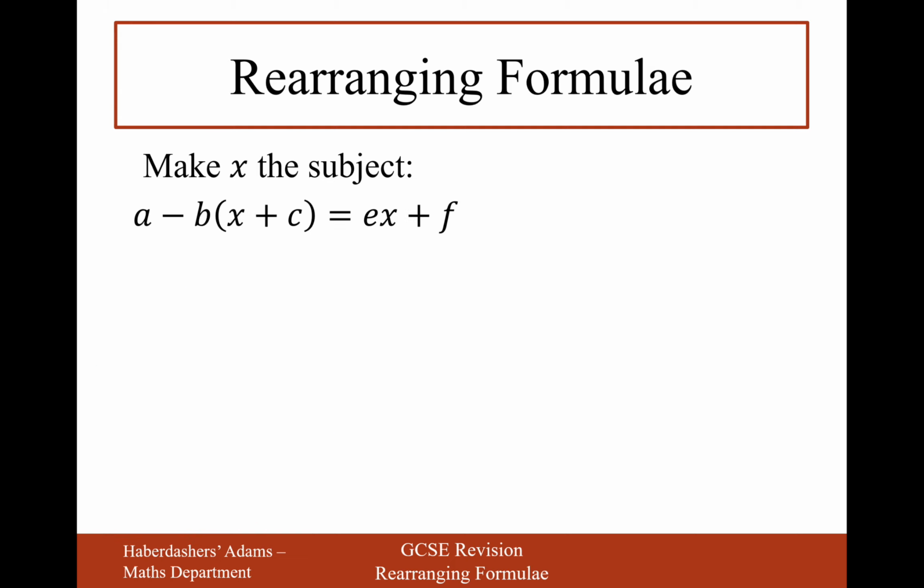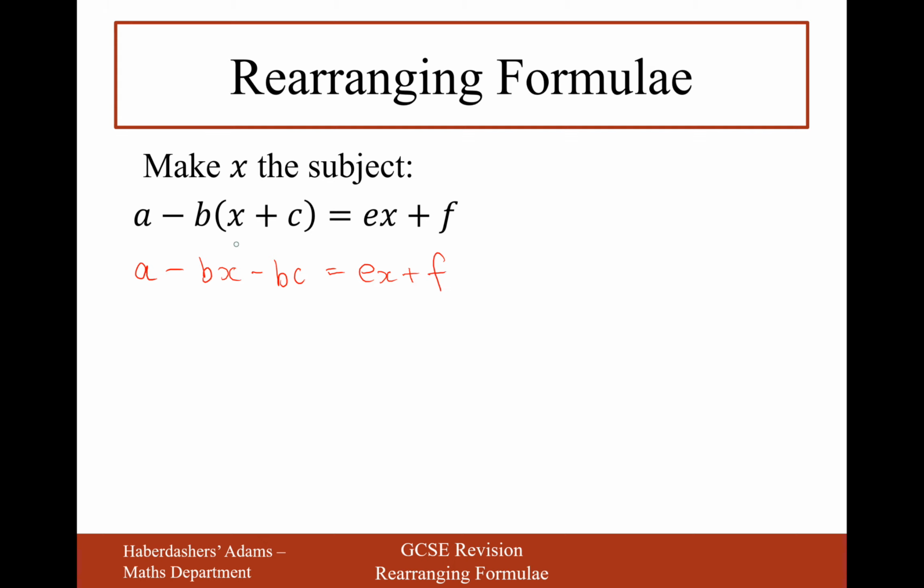Let's move on to the next one. Okay, so the first thing I think I'll do here is I'll expand the bracket. So it's going to be a minus bx, and then it's minus b times c, so that'd be minus bc equals ex plus f. Now I need to group all my x's on one side.